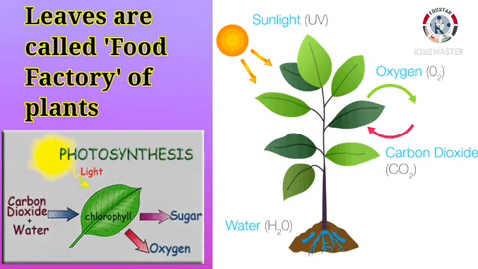Leaves take in carbon dioxide gas from the air and, along with the water absorbed by the roots, prepare food in the presence of sunlight and chlorophyll. This process of preparing food by the plant is called photosynthesis. During photosynthesis, leaves give out oxygen gas, which comes out through the stomata.